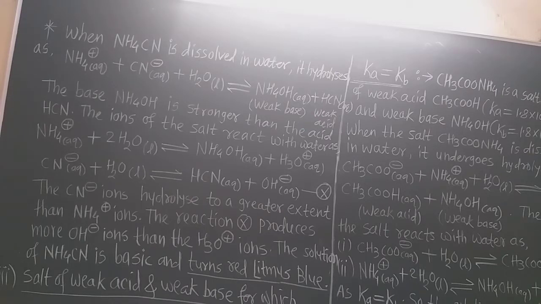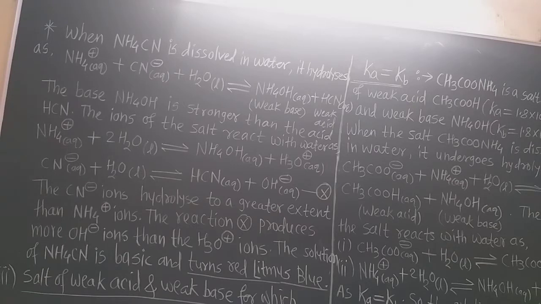Now as Ka is less than Kb, or Kb is greater than Ka, what will be there? The base NH4OH is stronger because Kb is greater than Ka, and the acid HCN, that is hydrogen cyanide, is weak. The ions of the salt react with water as shown on the blackboard in the reactions. Now see here, as the weak base is stronger than the weak acid, therefore NH4+ ions get more hydrolyzed.